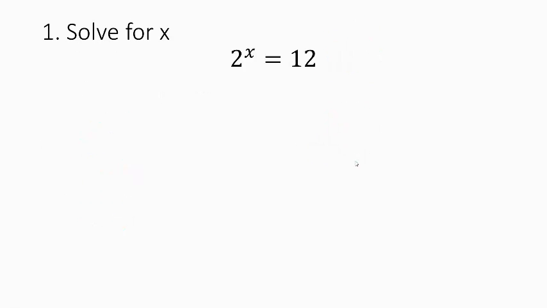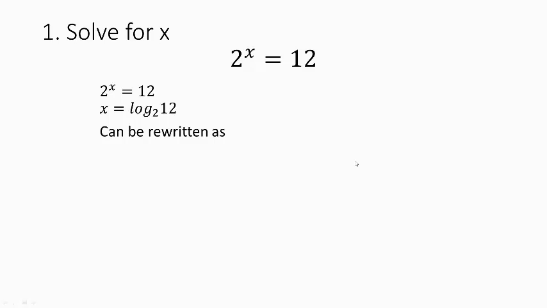Okay, we'll do 3 examples. Here's the first one. We get 2 to the x equals 12. Solve for x. Instantly you say, well, 12 is not 2 to the power of something, so we need to work out a power that is not a whole number. What are we going to do? Well, 2 to the x equals 12. We can convert that into logarithms. x equals log to the base 2 of 12.